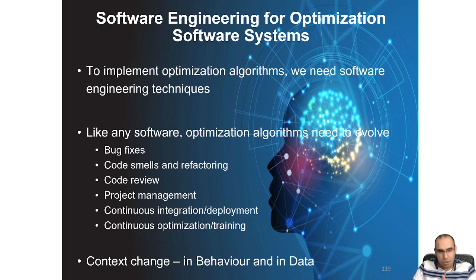So like any software project, AI and optimization-enabled systems such as the MOA framework need to evolve rapidly, for example to fix bugs. They can also have code smells, and they need refactoring, code review, project management, continuous integration, development, etc. So this will open up a new debate on the relationship or synergy between artificial intelligence and software engineering in both directions, which is another story that deserves more detailed discussion.